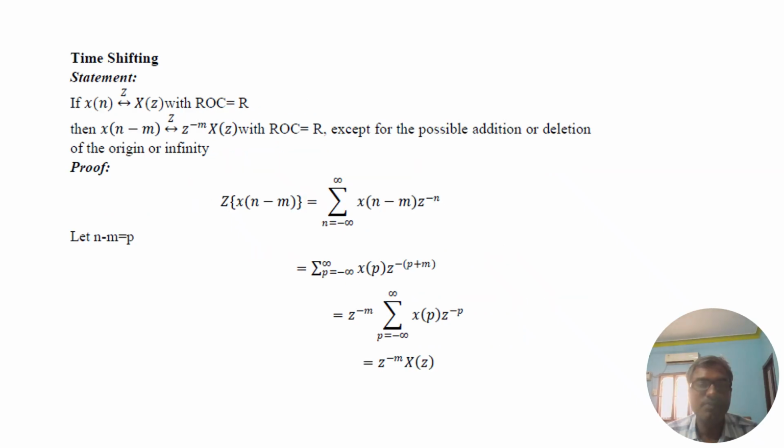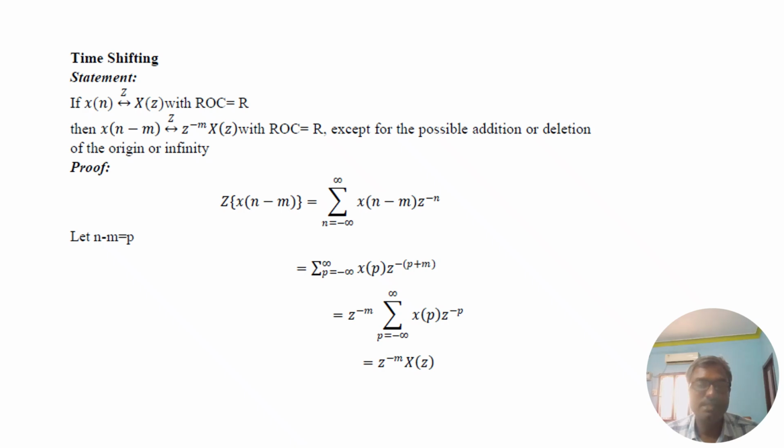The statement of the time shifting property is: the Z transform of x of n minus m equals z power minus m into x of z. In order to prove this property, again we have to start with the definition of Z transform, which is nothing but x of z equal to summation n equal to minus infinity to plus infinity x of n into z power minus n. In the place of x of n, we need to replace x of n minus m.